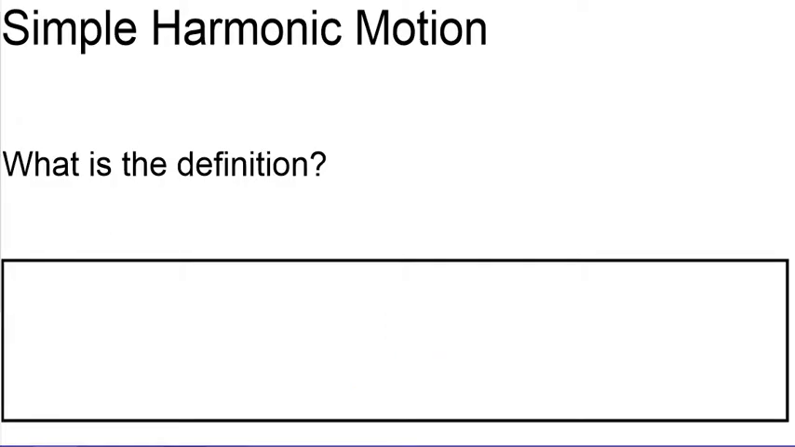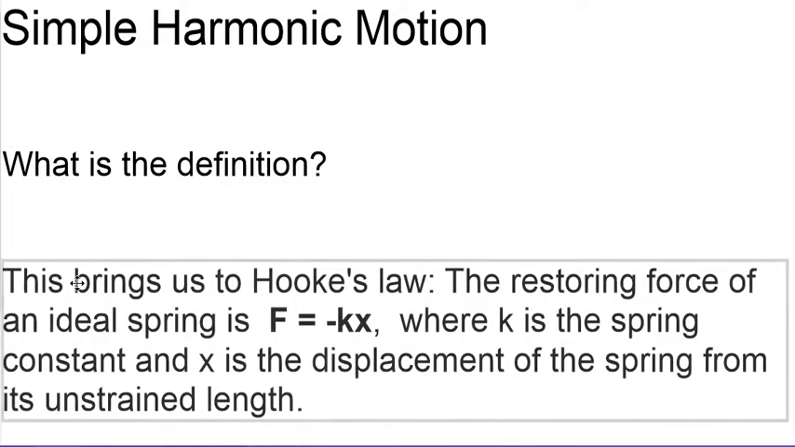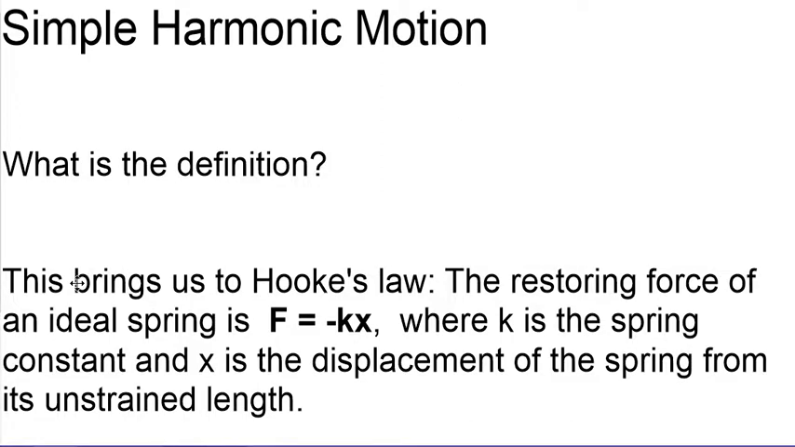So this is going to go back to the definition of simple harmonic motion. And remember, simple harmonic motion is where the restoring force is directly proportional to the negative displacement, which leads us to our next equation. This is what we call Hooke's law, when we're working with an ideal spring. This is the definition of simple harmonic motion. The restoring force is directly proportional to the negative displacement.